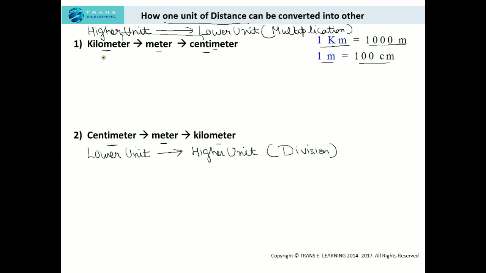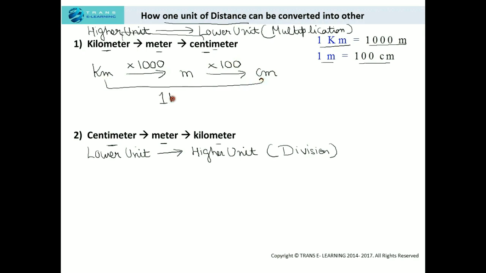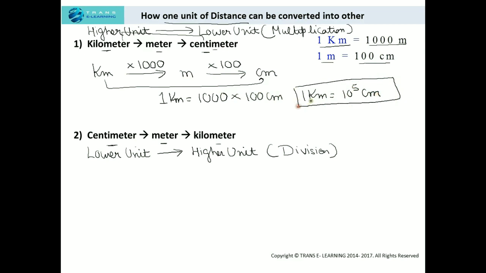So now, first of all, kilometer to meter to centimeter. I know that 1 kilometer is equal to 1000 meters, so I will multiply by 1000 to convert kilometer into meter. And 1 meter is equal to 100 centimeters, which means I am multiplying by 100. So if I have to write kilometer in terms of centimeter, then I will write 1 kilometer is equal to 1000 multiplied by 100. This will come out to be 1 kilometer is equal to 10 raised to power 5 centimeters. So this is the conversion from kilometer to centimeter.